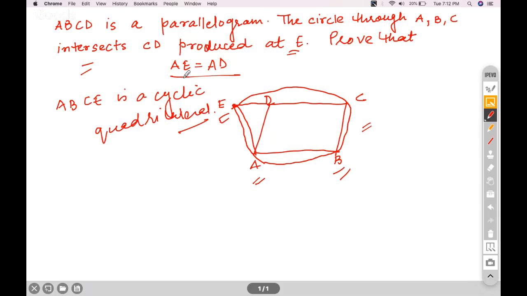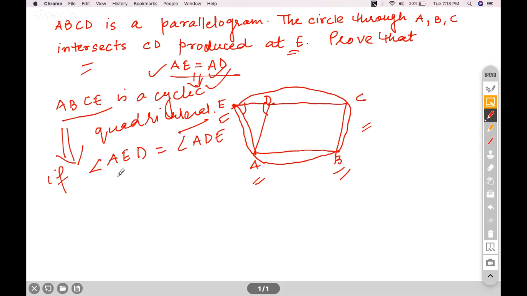Now try to understand, if I have to prove AE is equal to AD and I know that ABCE is a cyclic quadrilateral, then to prove that two sides are equal, I can only do it with the help of angles. If I am able to prove that angle AED is equal to angle ADE, my task would be completed. So let me prove this for you. Now, how do I prove this?